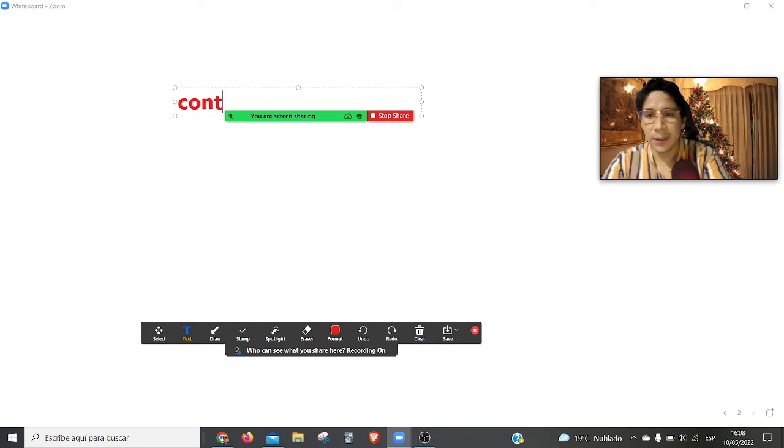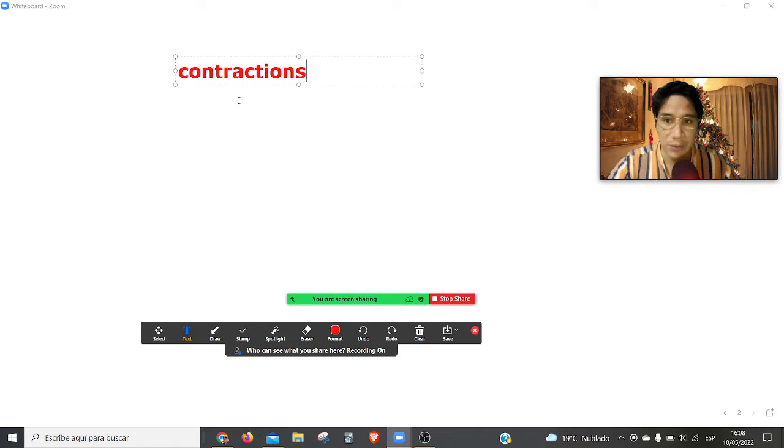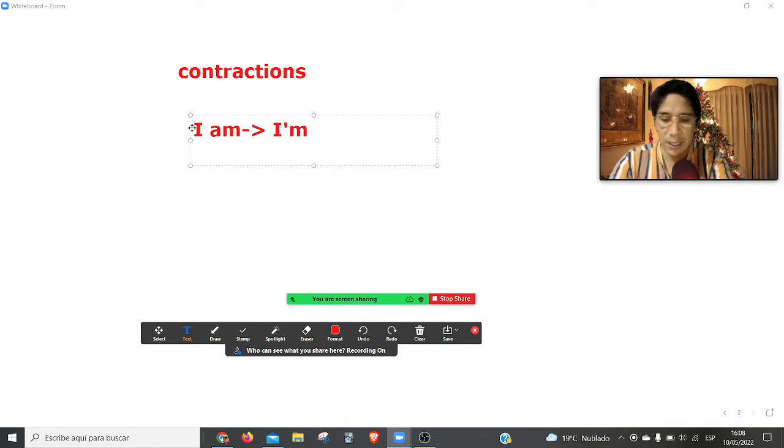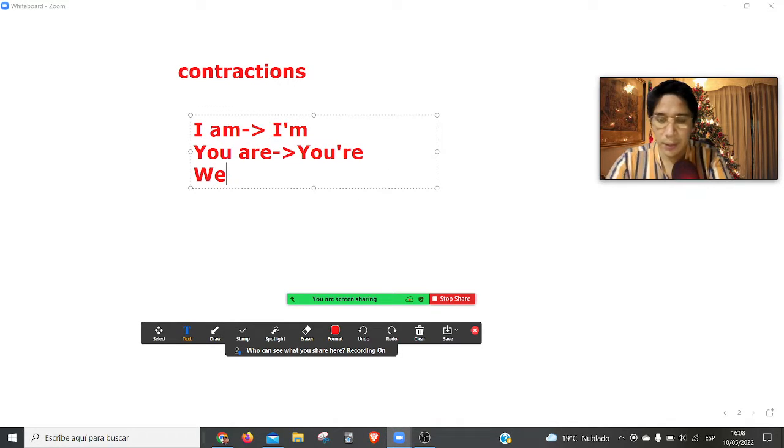Ok. Contractions. Ahora vamos a ver las contracciones, que quiere decir las formas cortas. Por ejemplo, si tengo I am, ¿cuál sería la contracción de I am? I'm. La contracción de you are sería you're. The we are sería we're. The they are they're.